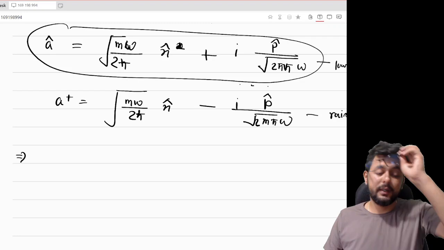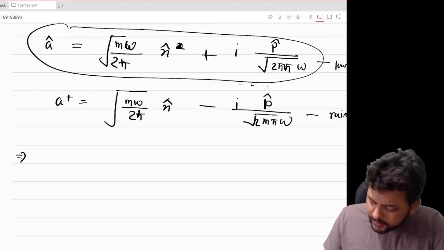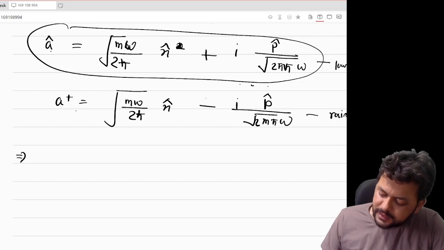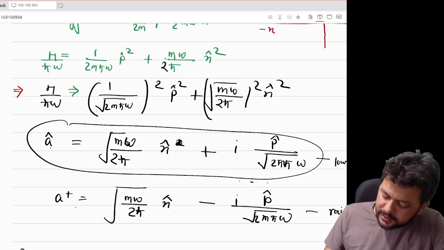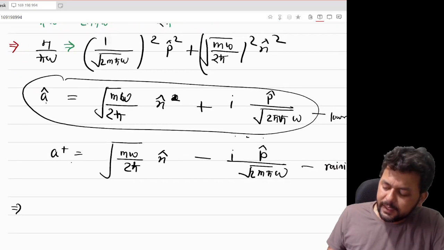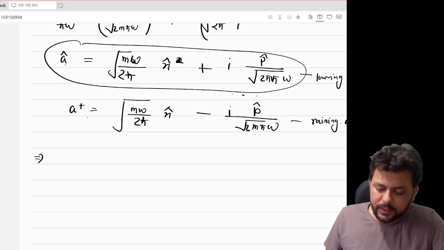Okay, these are the two operators you need to remember. One is the lowering operator and one is the rising operator. So A is a lowering operator, A dagger is a rising operator. Just see how I'm writing here, how I'm putting the values of A and A dagger. This is the most important thing for you.